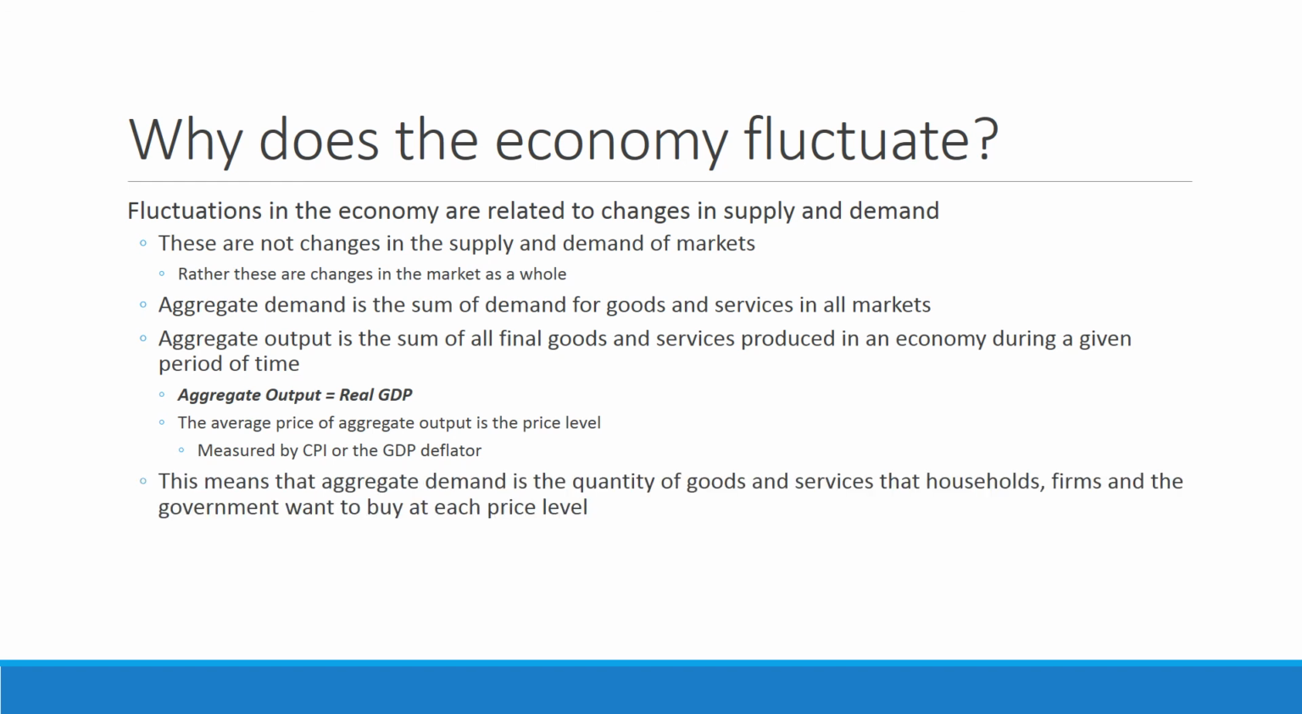So this means that aggregate demand is the quantity of goods and services households, firms, and the government want to buy at each price level. So now we're talking the whole economy here. So this is the aggregate demand. Notice what it looks like: consumption plus investment plus government purchases plus net exports. In other words, aggregate demand is GDP. It's just the demand for it, what we're actually purchasing, those actual numbers.